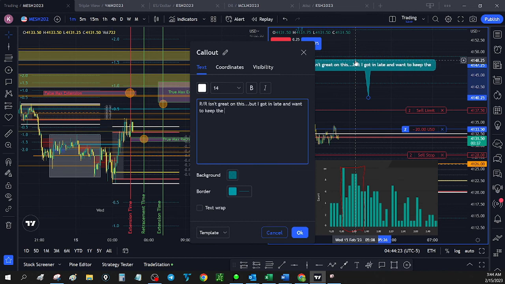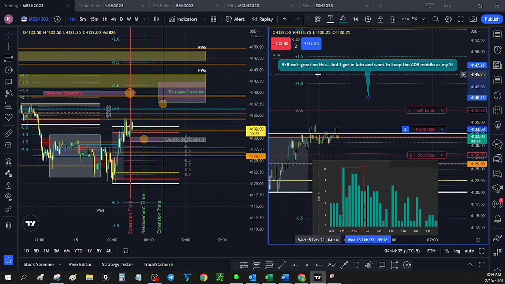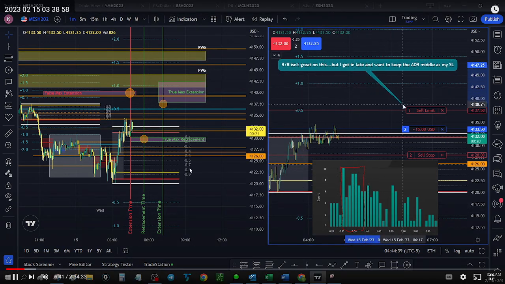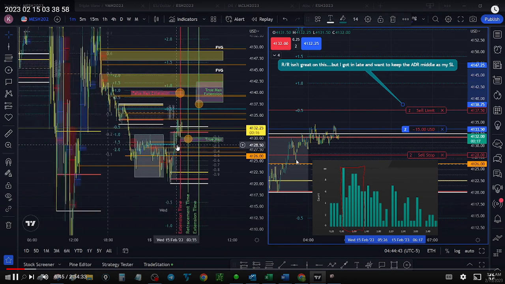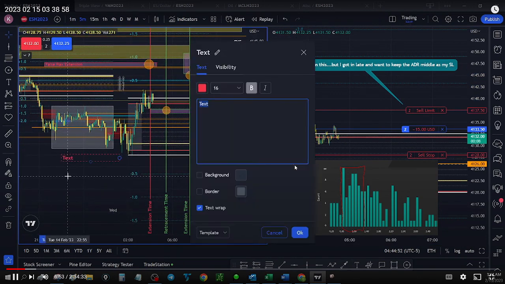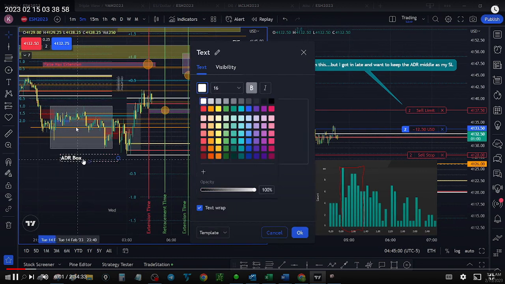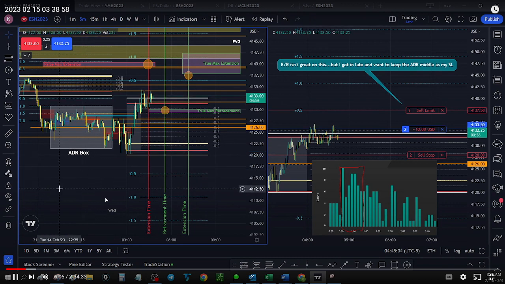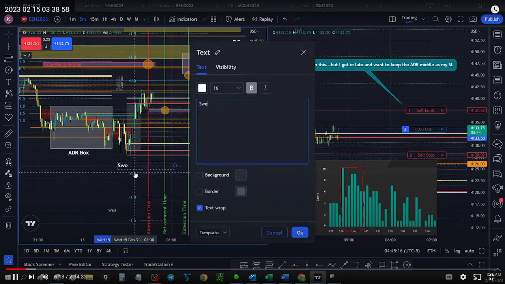I didn't get in at my optimum entry. I would have liked to have got in a lot closer to the ADR middle line, and I think I point to it here in a little bit, right in here somewhere. It rejected off of this orange line right here, that's the ADR middle. It represents the middle of the ADR range. So this is the ADR box, the high and low from 10 o'clock to 2 o'clock.